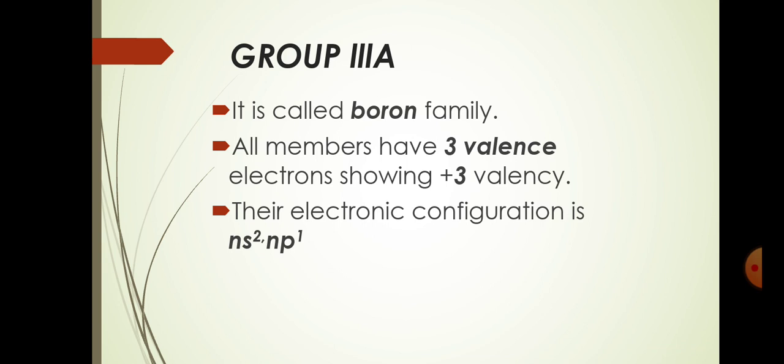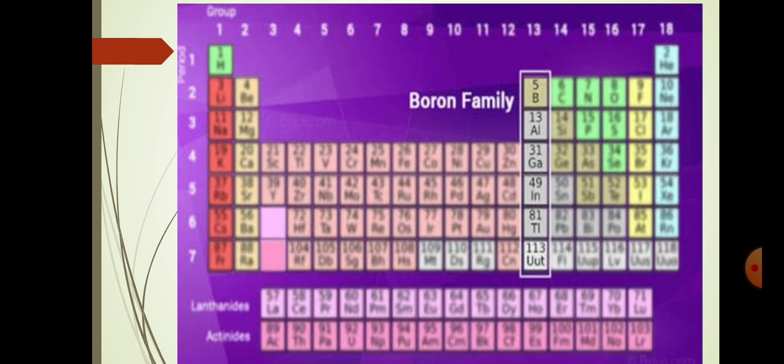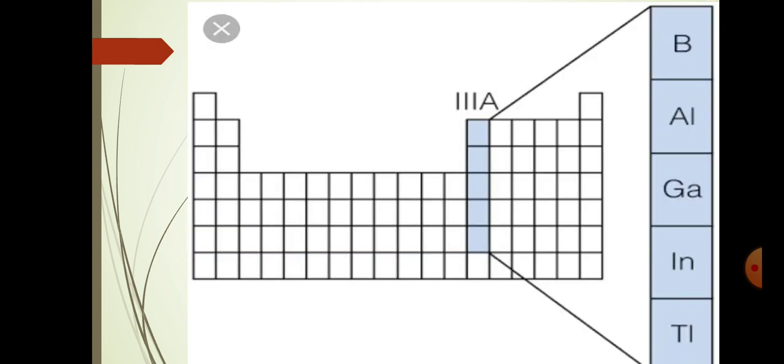All these elements have two electrons at the end, meaning they have the ns2 electronic configuration. Now group 3, called the boron family. All the members have three valence electrons, showing the +3 valency. The electronic configuration is ns2 np1. Elements like boron, aluminum, gallium, indium, thallium. These are the boron family. You can see on your screen the boron family.